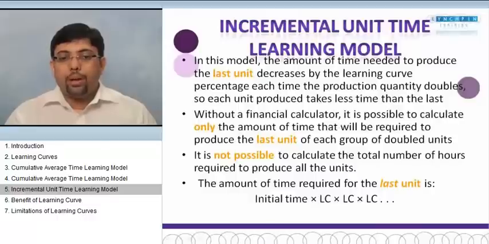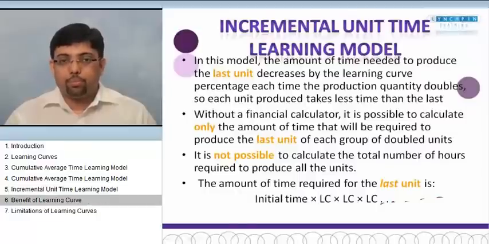Without a financial calculator, it is possible to calculate only the amount of time that will be required to produce the last unit each time the output is doubled. It is not possible to calculate the total number of hours required to produce all the units, because until we know how many units are produced, we cannot calculate the total time.